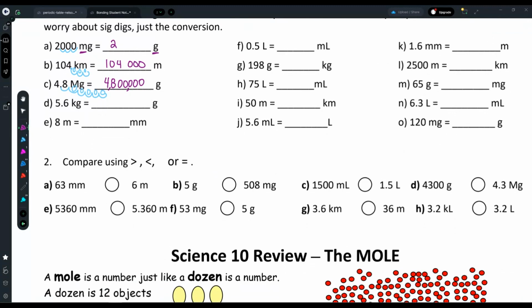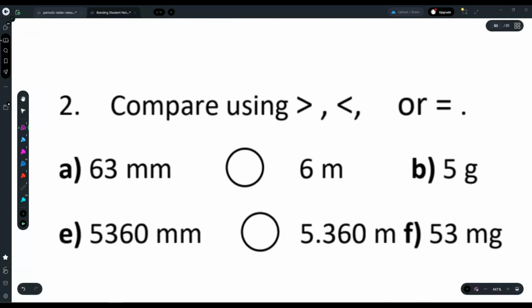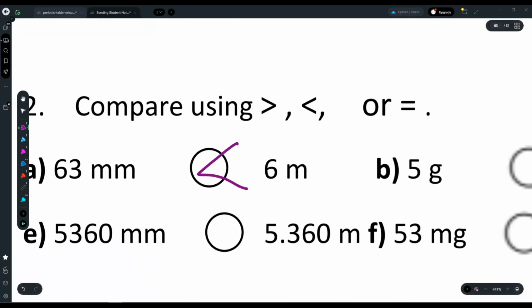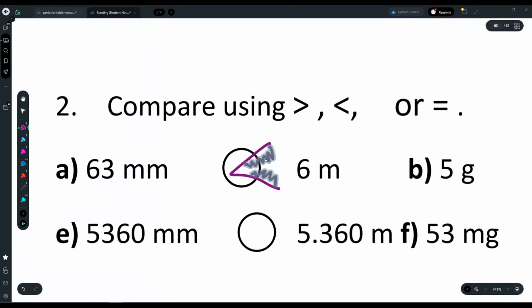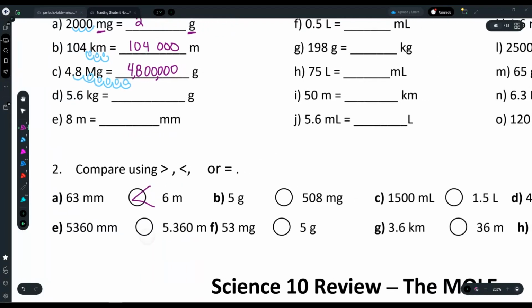Now, with this next example, they're just asking you to compare the numbers. So what's bigger, what's smaller, or are they equivalent? So for example, if I was looking at 63 millimeters compared to 6 meters, obviously 6 meters is going to be the bigger of the two. So with this, if you want to pretend that this inequality sign is like an alligator, the alligator always eats the bigger of the two numbers. So 6 meters is bigger than 63 millimeters.